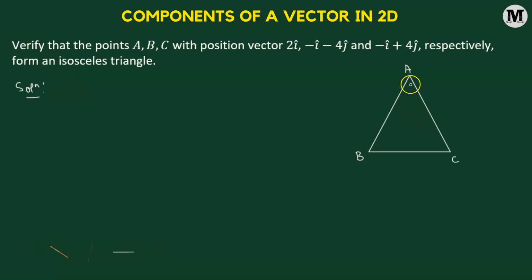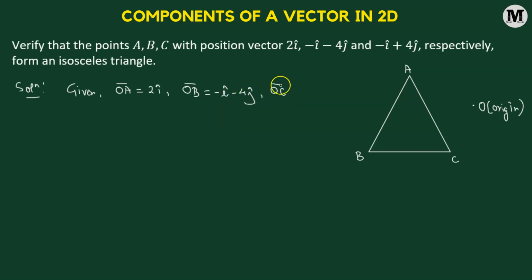Now, in order to define the position vector of the vertices A, B, and C, we're going to consider a point O lying outside the triangle, and it is going to be the origin. So here it's given that the position vector of the vertex A, which is OA vector, is 2i cap. Position vector of the vertex B, that's OB vector, is given by negative i cap minus 4j cap. And position vector of point C, that's OC vector, is given by negative i cap plus 4j cap.